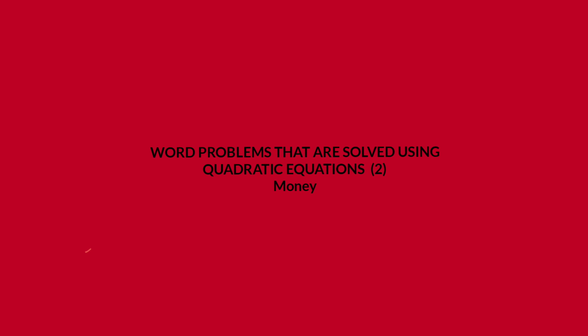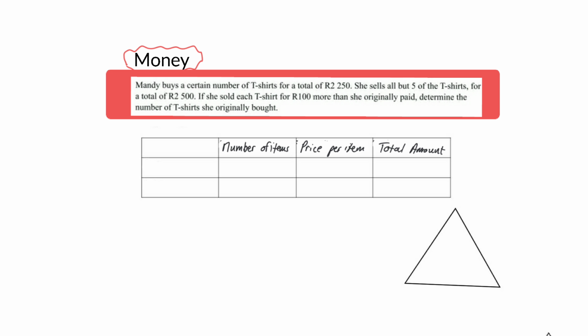Word problems that are solved using quadratic equations, specifically those on money. So what do you do if you see a sum involving money? Well, in the first place, you know it's going to be done with a table and a triangular relationship. Okay, so let's look at this one.